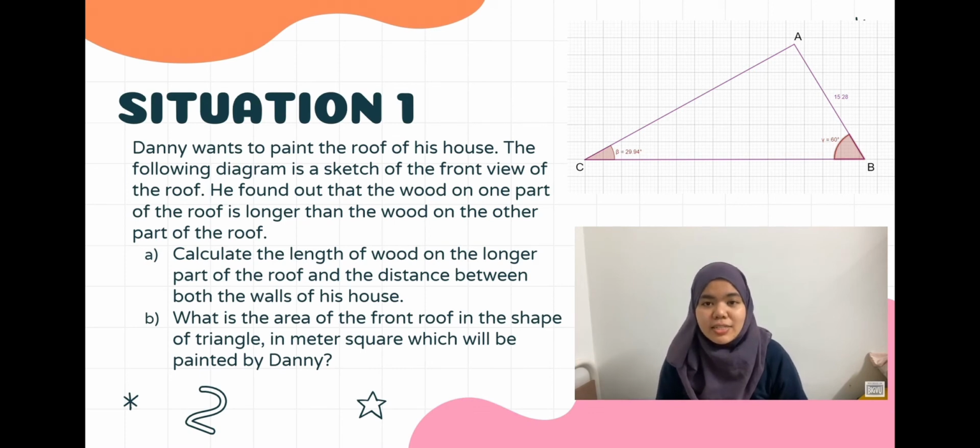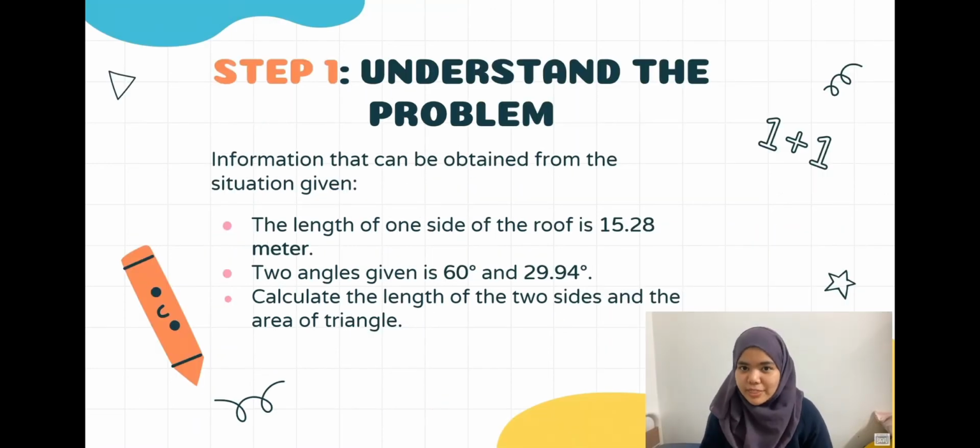Firstly, the question asks us to calculate the length of the wood on the longer part of the roof and also the distance between both walls of his house. The question also asks us to calculate the area of the front roof, in the shape of a triangle, in meters squared, which will be painted by Danny. Well, first things first, we should understand the problem and the situation.